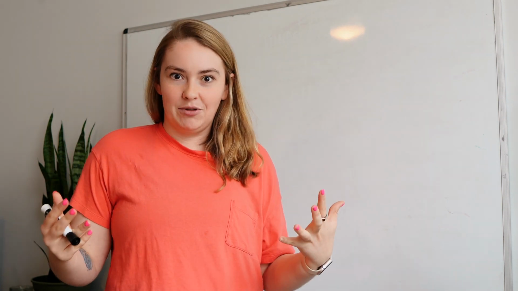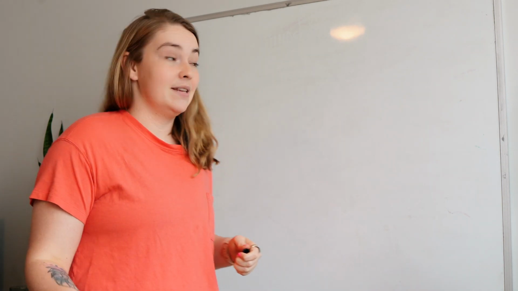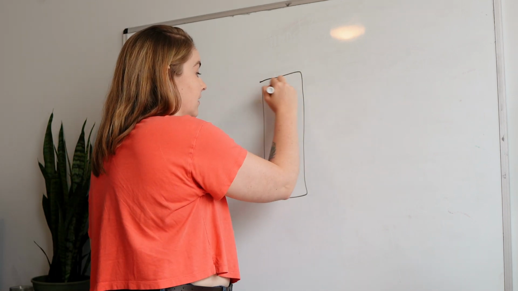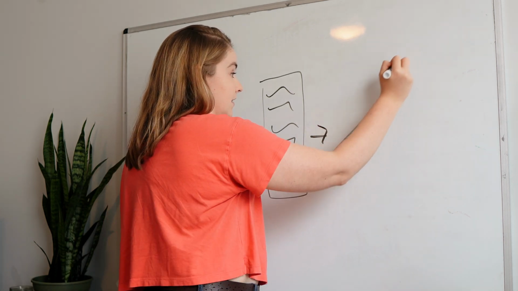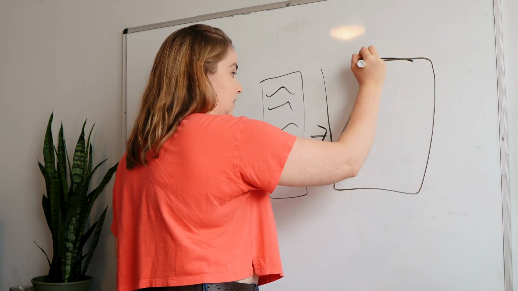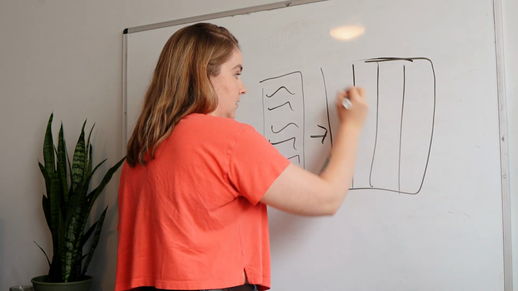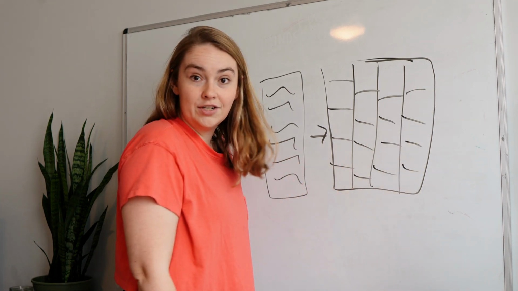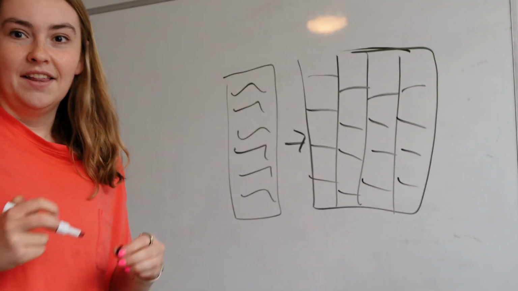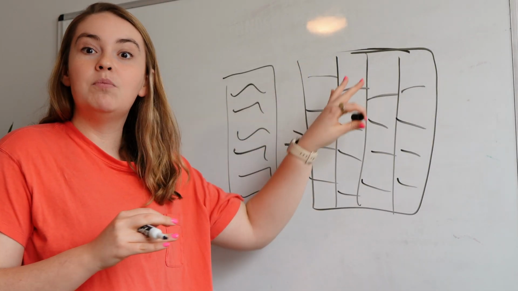So let's get started. What the heck is time blocking? Time blocking is very simple. It is when you take your to-do list and you put it onto your calendar. Okay, so you have your to-do list and you put it onto your calendar.